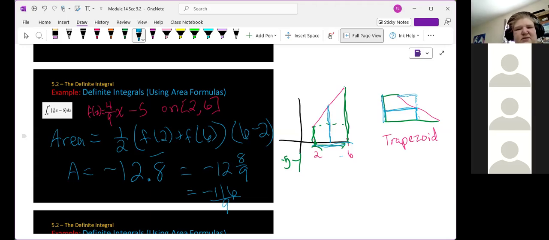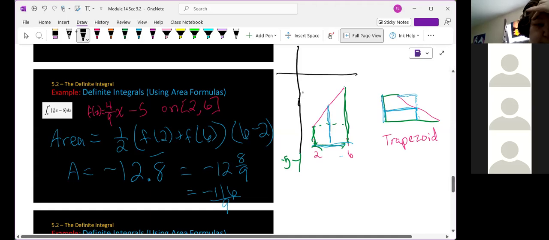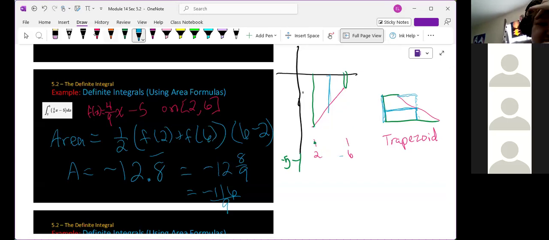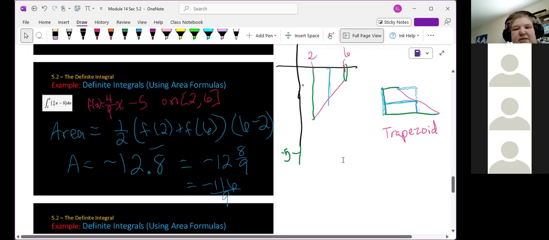Because 2 times 4/9 is small. It's less than 1. Okay. The idea still holds true. We're just looking at an area completely below the axis. That's just an odd example.